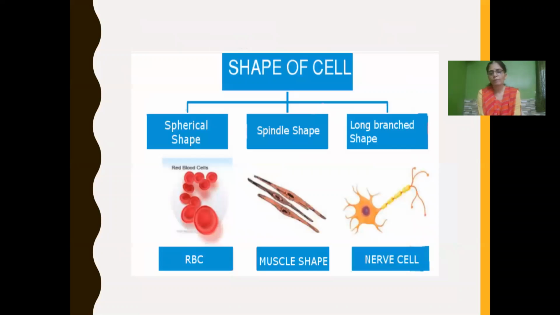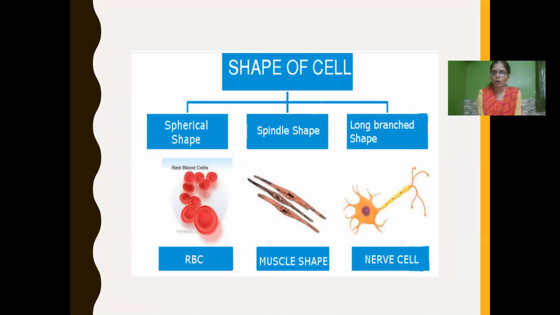If you see the shape of the cell, generally it is classified into three types: spherical shape, spindle shape, and long branched shape. Red blood cells are spherical in shape, and muscle cells are spindle shaped, that is, broader in the middle and tapering at both the ends. Because of this spindle shape, contraction and relaxation of the muscle takes place so that we can do various activities.